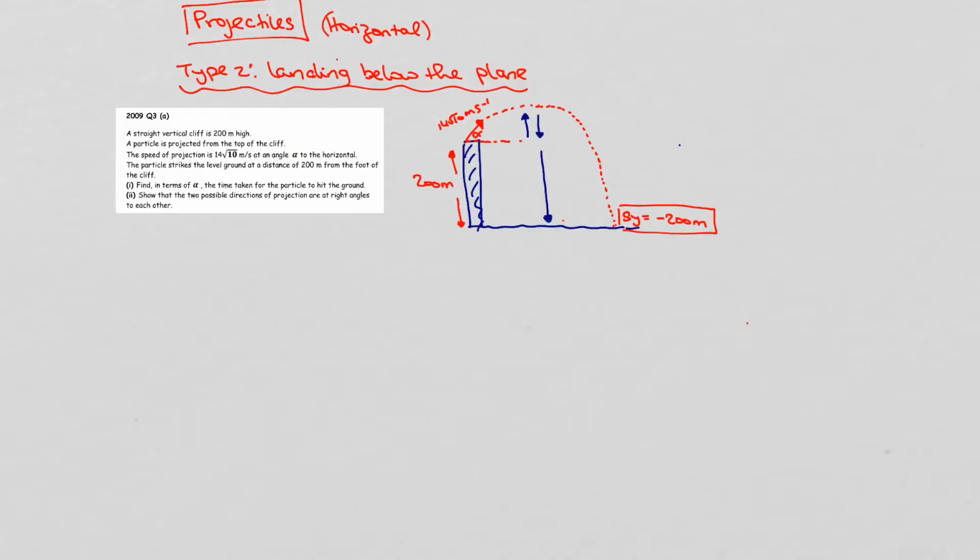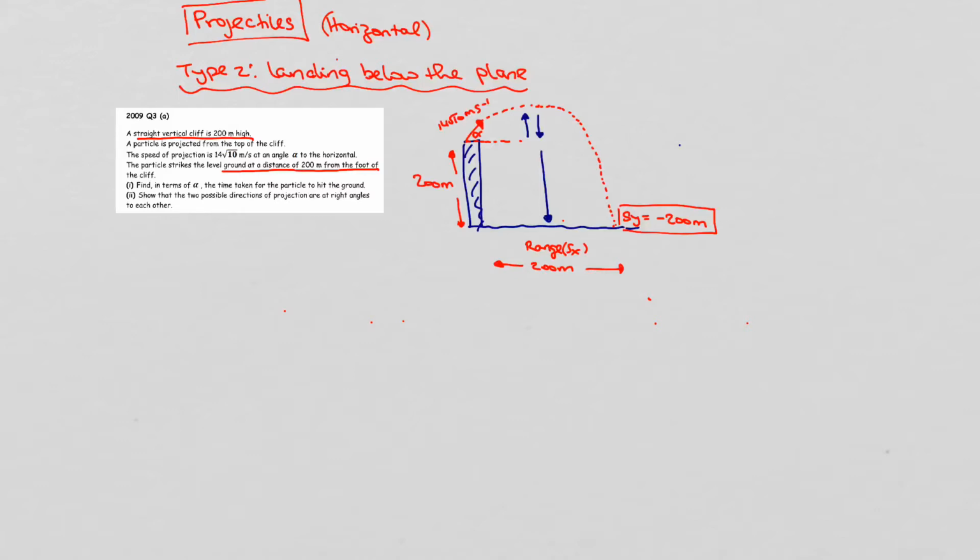Okay, so we're told the landing is also at ground level at a distance of 200 meters from the foot of the cliff, whereas the straight vertical cliff is also 200 meters. So therefore our range, our S in the x direction, is 200 meters.